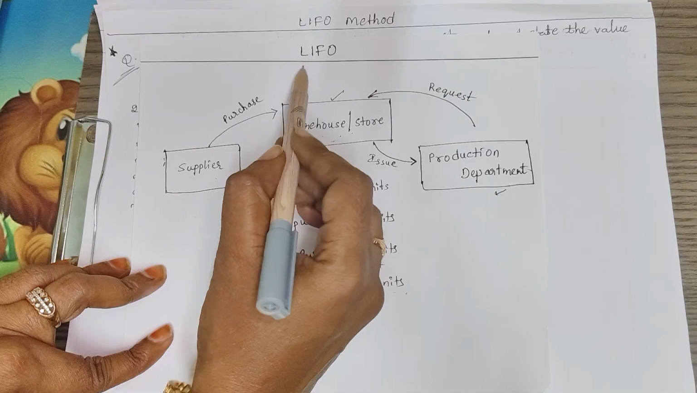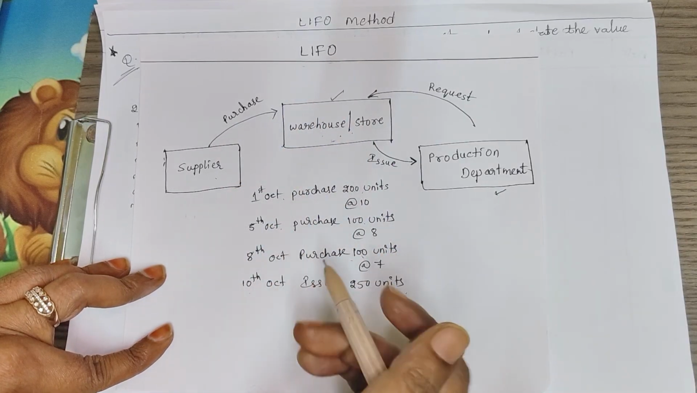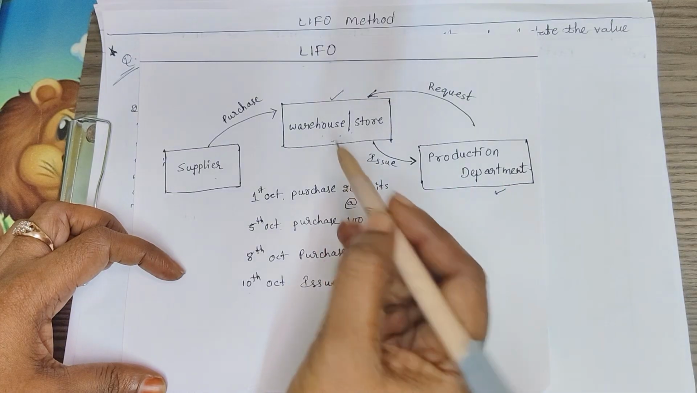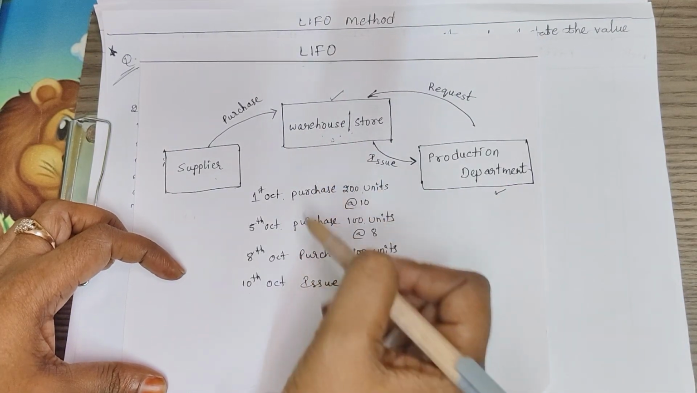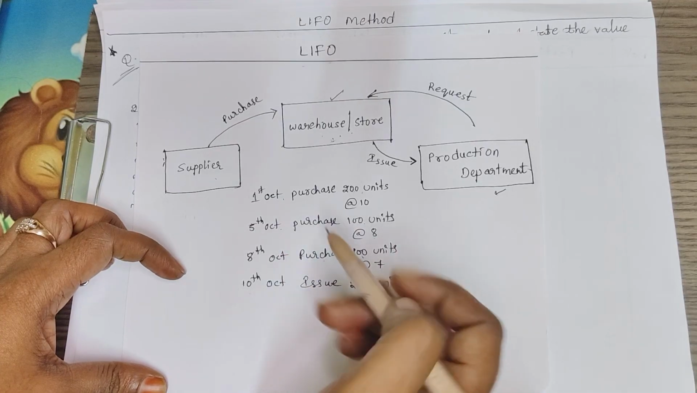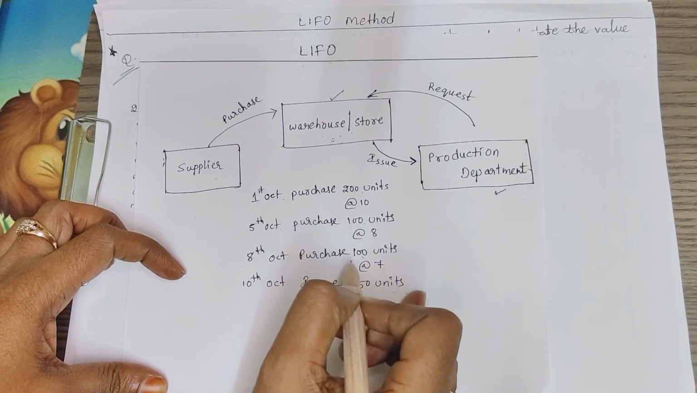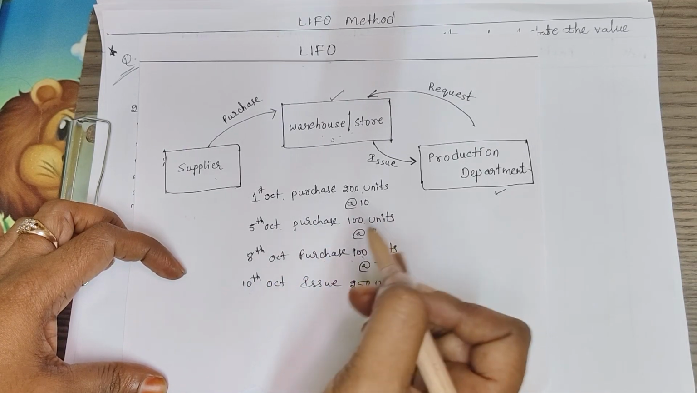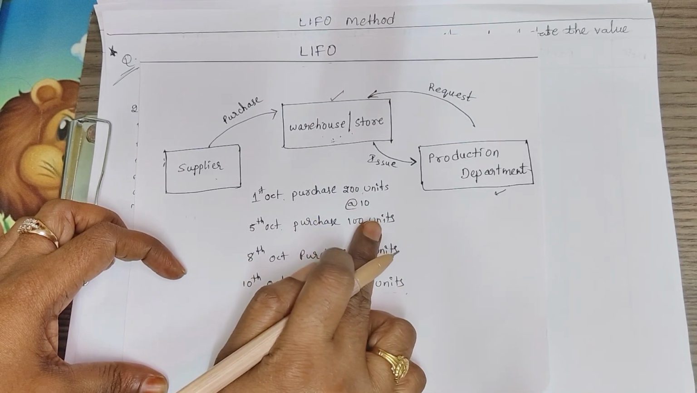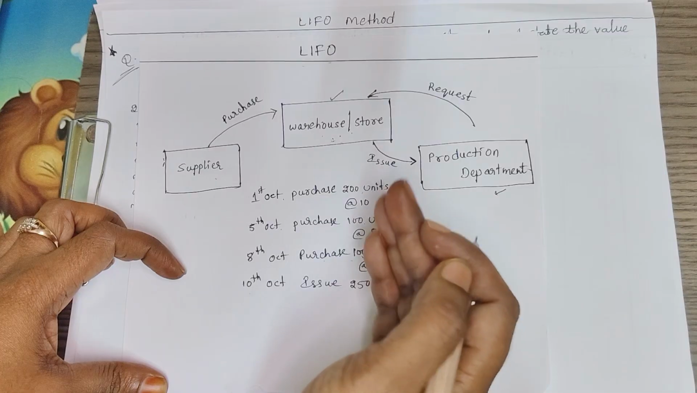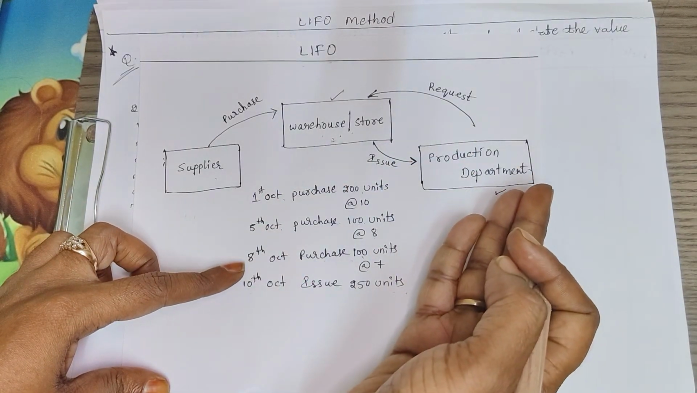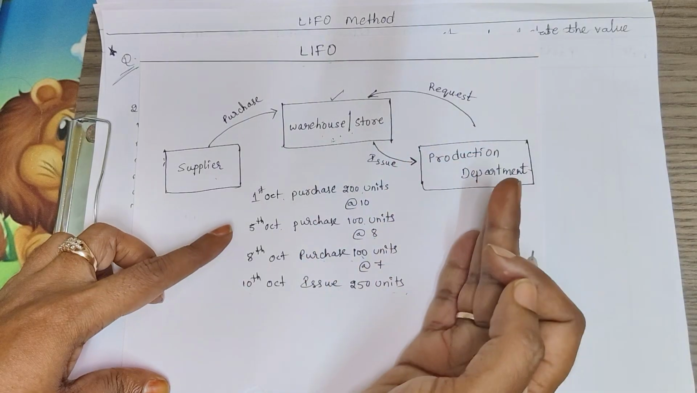So, here we are using the LIFO method, last in, first out. Whatever comes in last, it has to go out first. Which came last into our store? 1st October, 5th October, 8th October. So, from the 8th October, first you need to issue the material. If you want more stock to issue, then go to the second purchase. If you still have a requirement to issue, then go to the first purchase. So, last in, first out. The last purchase will be issued first.